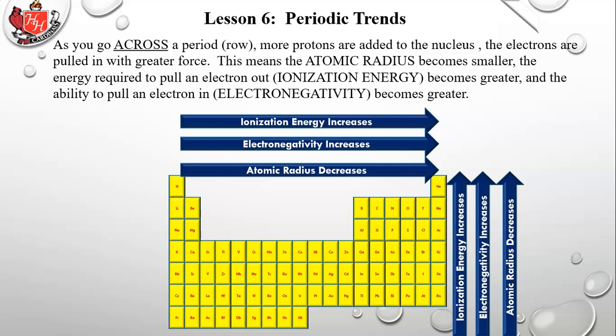As you go across a period, more protons are added to the nucleus. The electrons are pulled in with greater force. This means the atomic radius becomes smaller. The energy required to pull an electron out, ionization energy, becomes greater, and the ability to pull in an electron from the outside becomes greater as well.